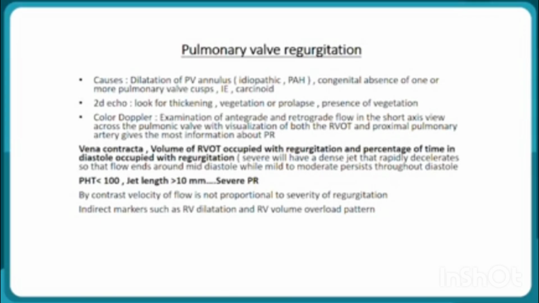Pressure half time less than 100 with a jet length of more than 10 mm, which is 1 centimeter, will determine severe PR. Severe PR will also have RVOT dilatation, and RV and RA dilatation. Velocity of flow is not proportional to severity of regurgitation and should not be used for classifying pulmonary regurgitation severity. Indirect markers will be RV dilatation and RV volume overload pattern.